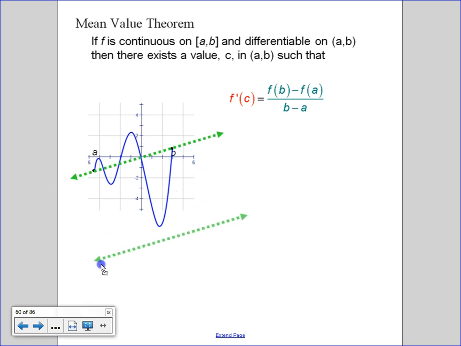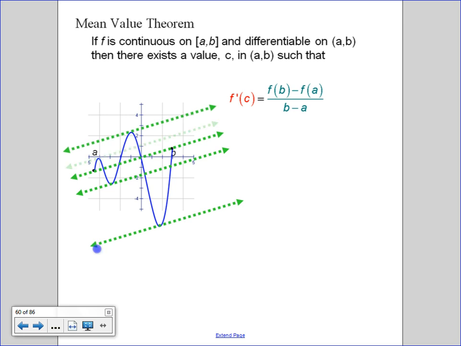Right where? Right. There's one. Ish, right? Where's another one? There. There. Where's another one? Up there. No. Where's another one? Up there. There. Yeah. So I have 1, 2, 3, 4 different c's, right?